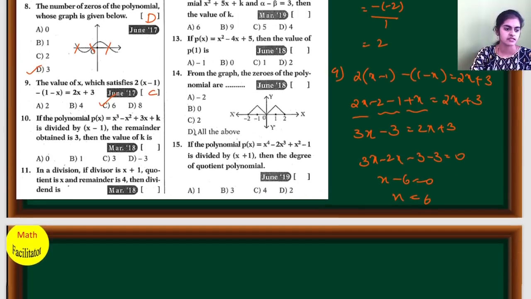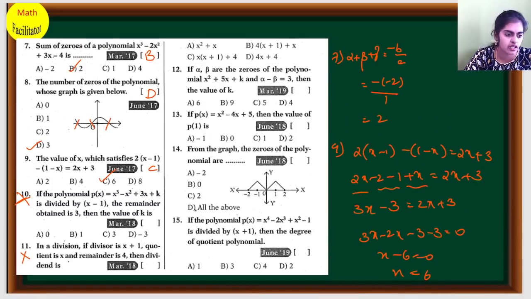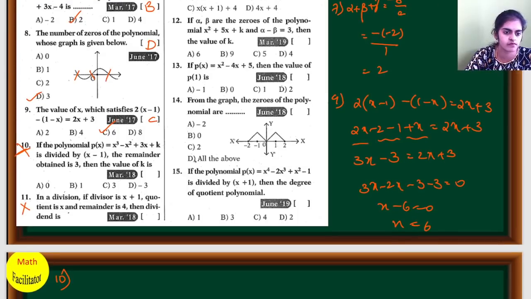Okay. Now the next question, question number 10. The polynomial division algorithm, we are not doing it, it is deleted. So this question you don't have to do. This is also division algorithm, you don't have to do. Look at question number 12. Questions 10 and 12 are division algorithm, deleted from your syllabus, so we are not doing them.